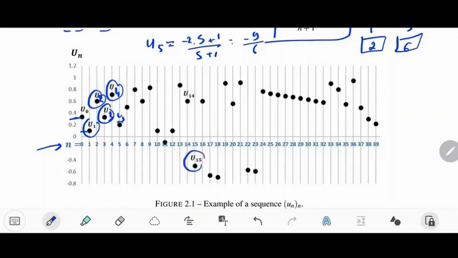Here you have U15. You see 15 in here. It's down there, it's not up there, so it's negative. And then U16, it's in here. U17, it's down there. U18, U19, etc.